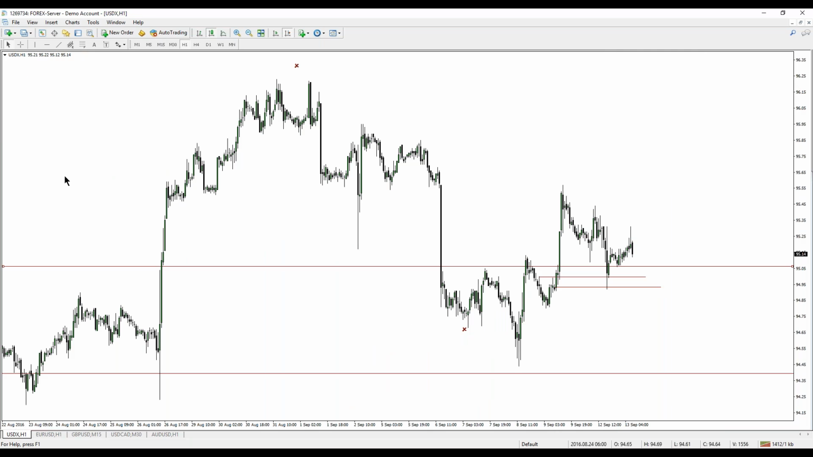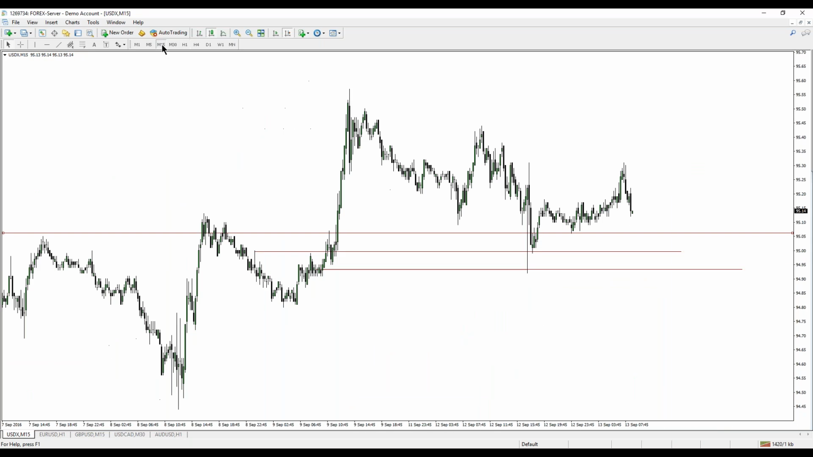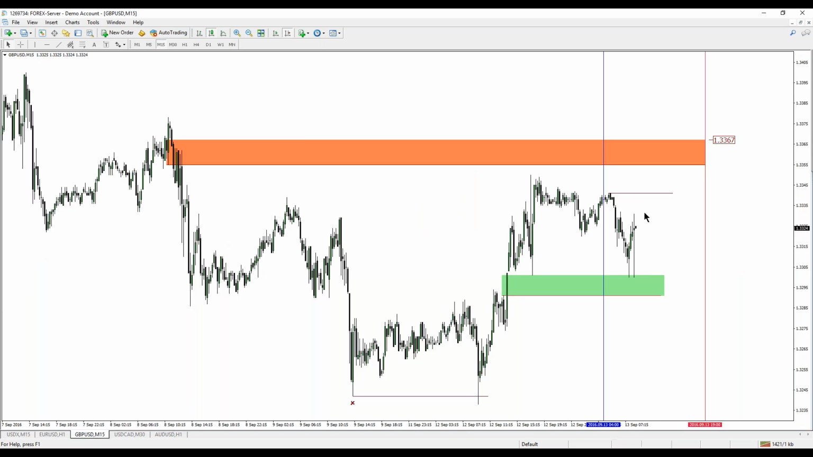Okay, so dollar looks like it wants to sell off a little bit in here. Liquidity resting just below 95.06. If it runs that, that'll give us enough room to run the high on cable for today, 133.41.